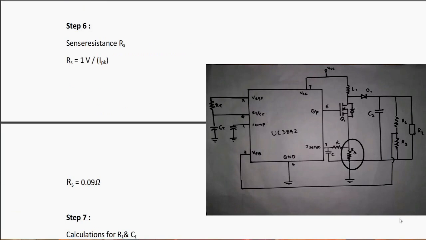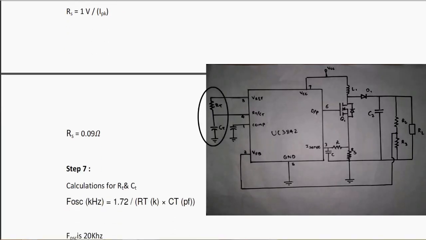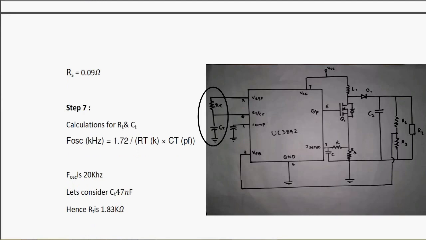Next step is to find out the sense resistance. We can assume the voltage drop across the sense resistance. Next step is to find out the oscillating components, that is RT and CT, which generate the sawtooth wave. And to find out RT and CT, the formula is given in the datasheet. We can consider the CT or RT value and find out the corresponding other value.